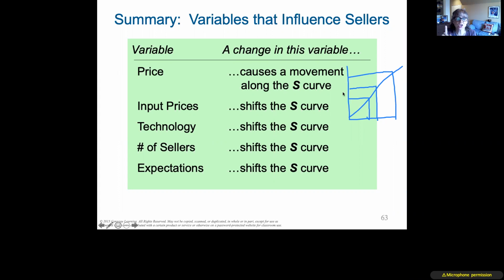Input prices actually shift the supply curve. Technology can shift it as well. The number of sellers shifts it. If there's more sellers, there's more product, right? If there's less sellers, there's less product. And expectations, a big one. And that includes, of course, the government.